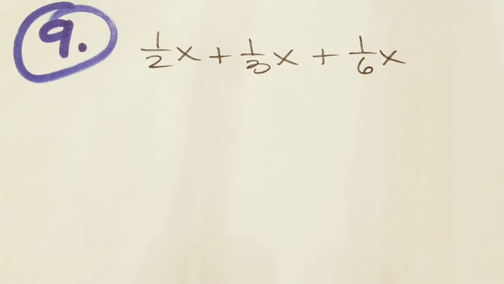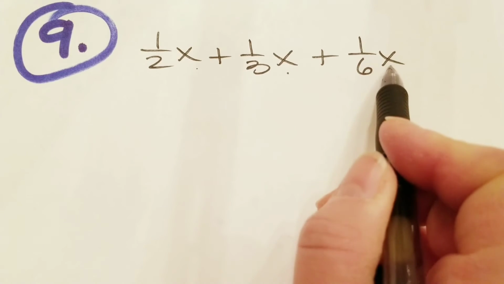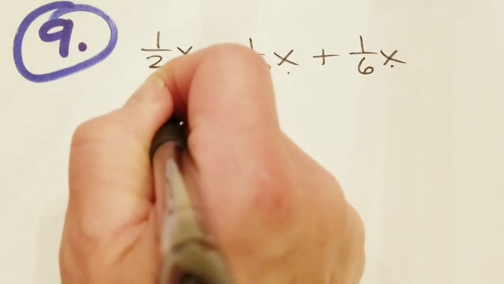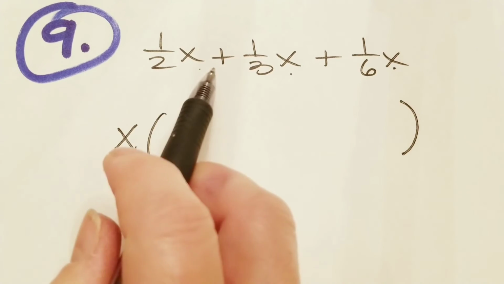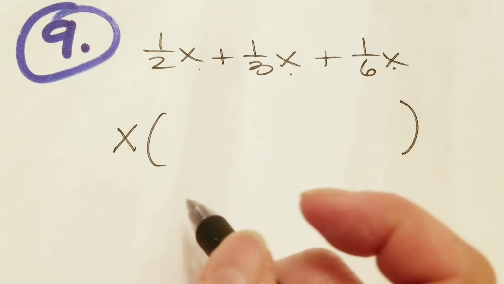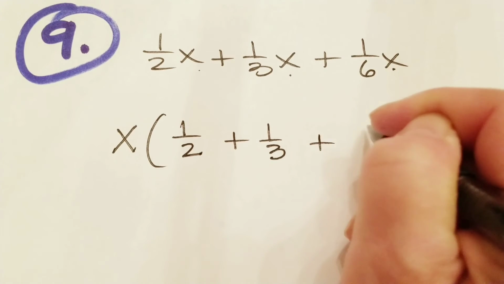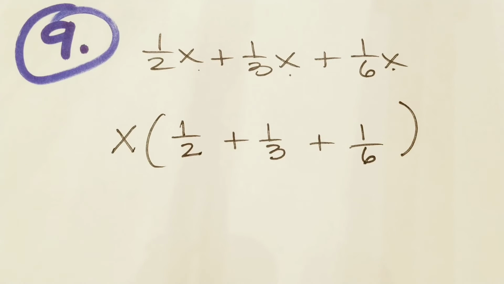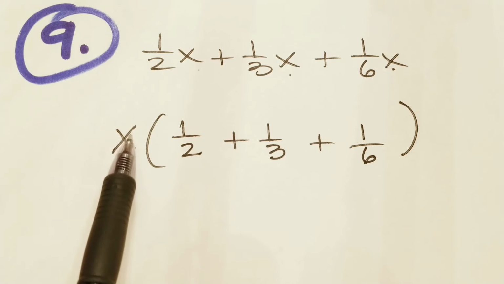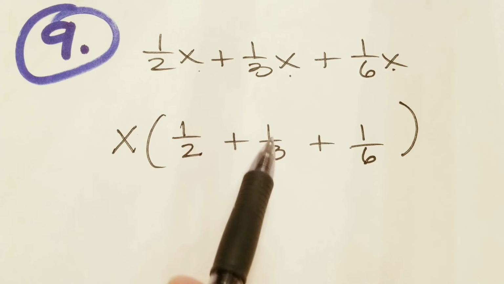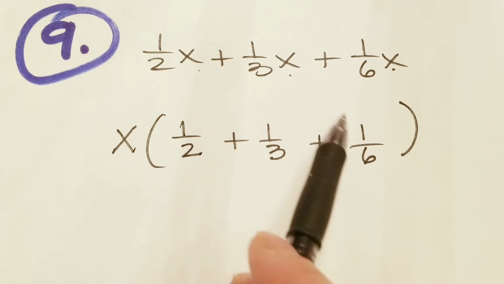For number 9, we have 1/2 x plus 1/3 x plus 1/6 x. We recognize that our x's are our like terms, so we're going to pull them out. We're going to list our coefficients of those terms. So 1/2 plus 1/3 plus 1/6. Again, I can do this because if I were to multiply x times 1/2, I'd get 1/2 x. If I were to multiply x times 1/3, I'd get 1/3 x, and so on.